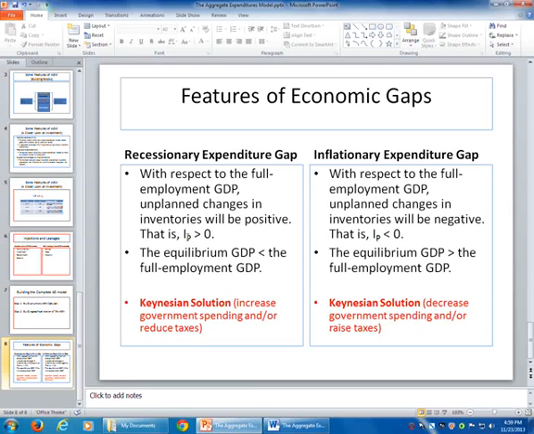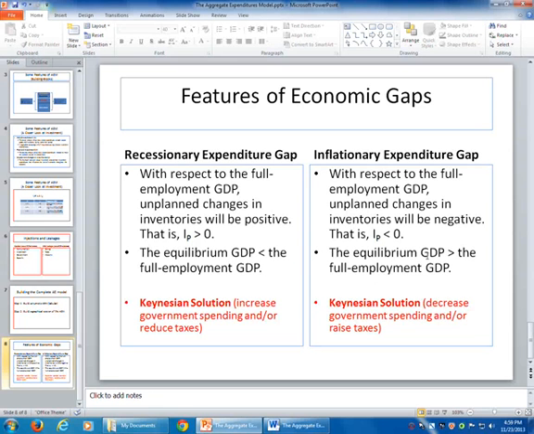Where I'm saying I sub P, this really should be I sub U. I'm sorry for that. Unfortunately, a typo crept into my presentation. So I sub U should be less than 0. So sorry. Now, inventories here would be below normal.